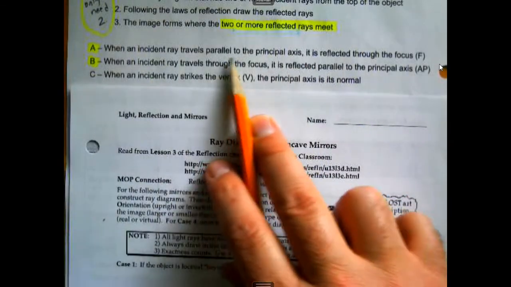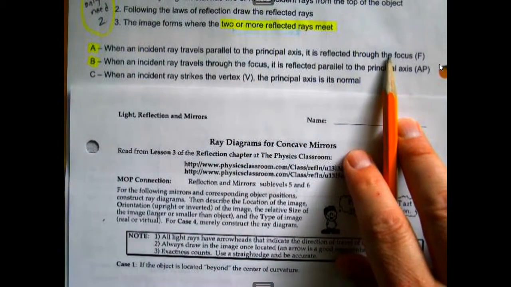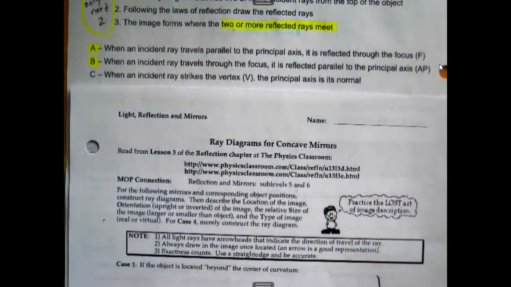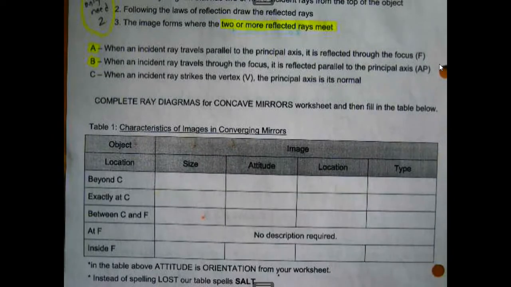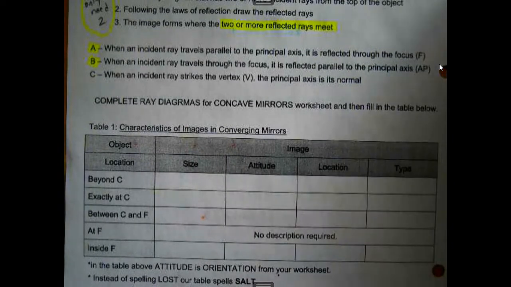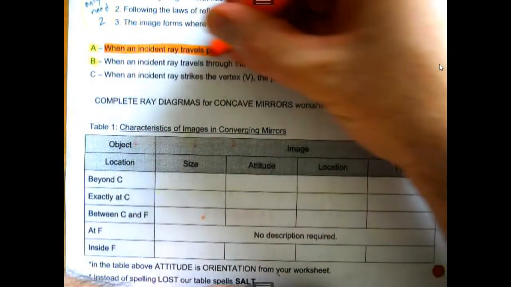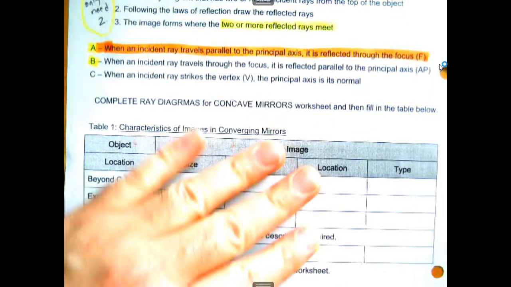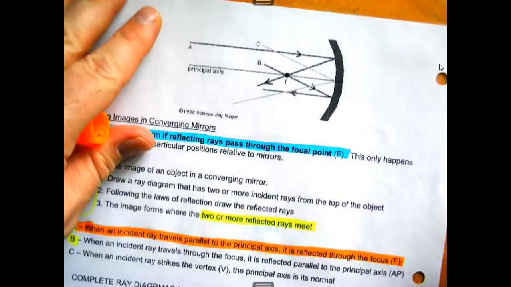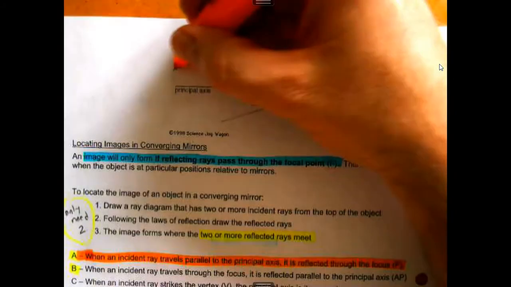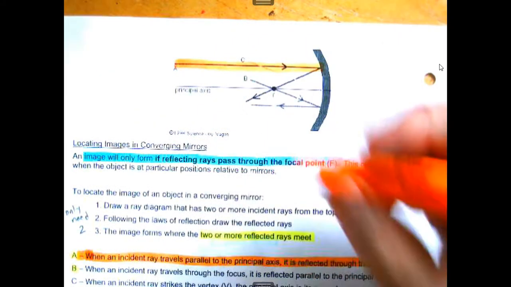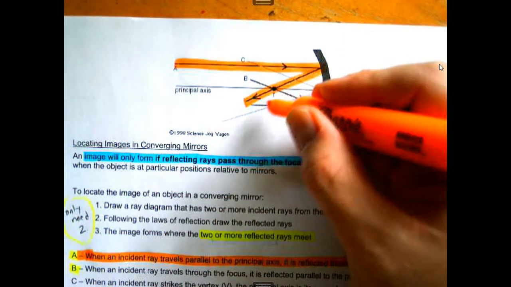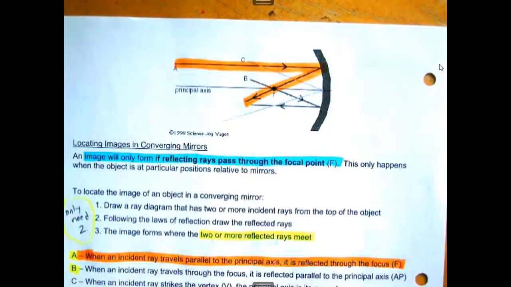We're going to draw a line that's parallel to the principal axis, and it's going to be reflected through the focus. Okay. So if I had that point here, it goes through the focus. There's A. And if you looked on the practice diagram that I showed you up here, this is where A would be. It's parallel to the principal axis, and it reflects and goes through the focus, which is right here. Parallel to, through focus. Okay.